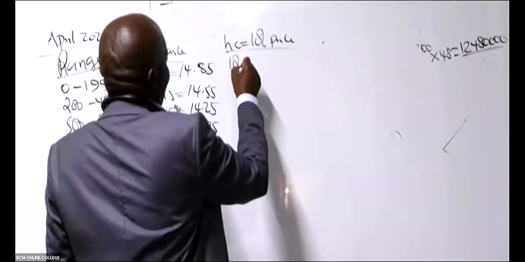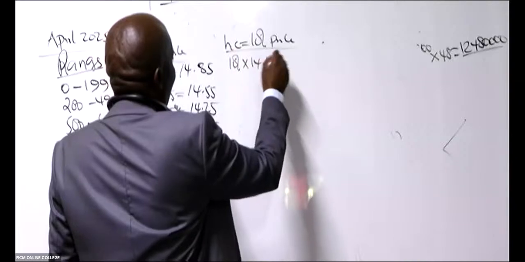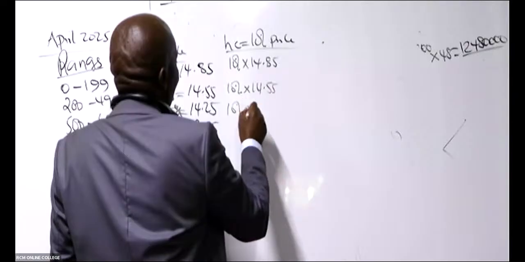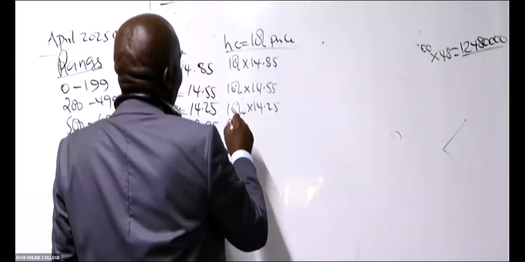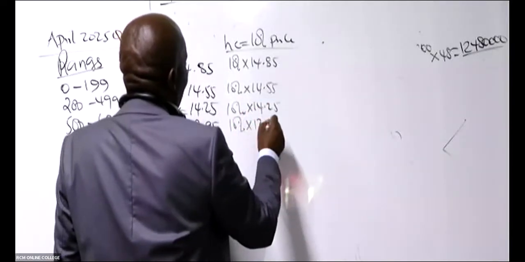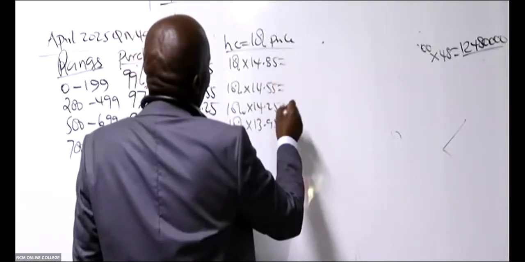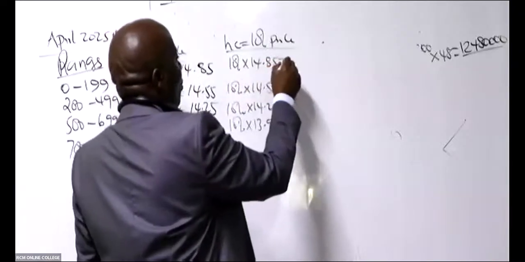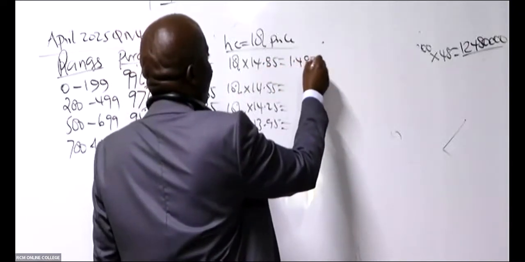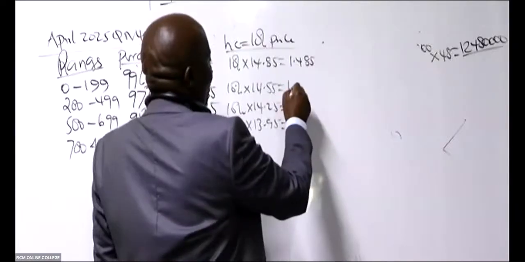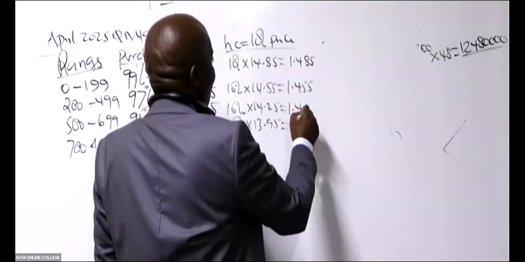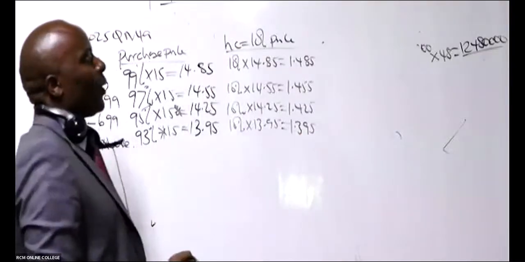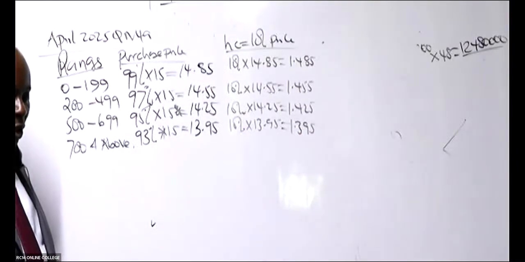So this will be 10% of 14.85. 10% of 14.55. We have here 10% of 14.25. We have 10% of 13.95, like that. So this one, I don't need anybody's calculator because I'm able to tell that this will be 1.485. This will be 1.455. This will be 1.425. This will be 1.395, like that. So now we have our holding costs.